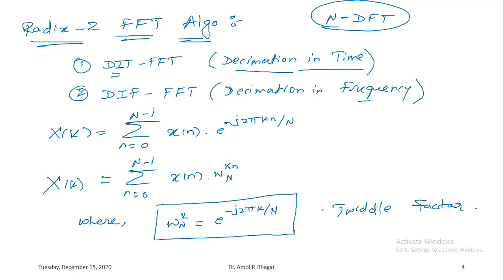So just for example, if I am computing 4-point DFT or 8-point DFT using the Radix 2 approach, right? As it is a Radix 2 approach, it will be 2 raised to power 2, and here it will be 2 raised to power 3, correct? So 2 raised to power 3 is nothing but 8, and 2 raised to power 2 is nothing but 4.